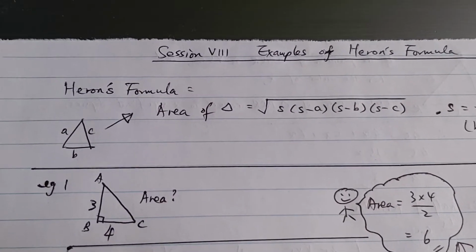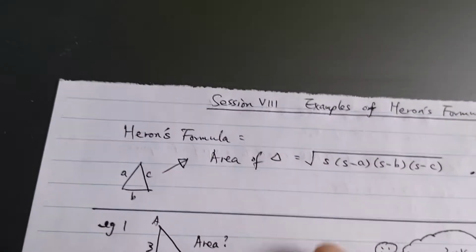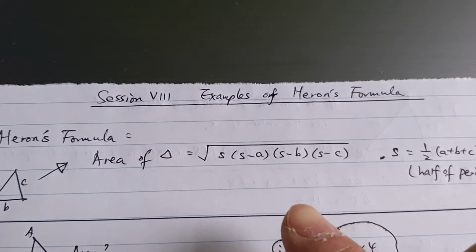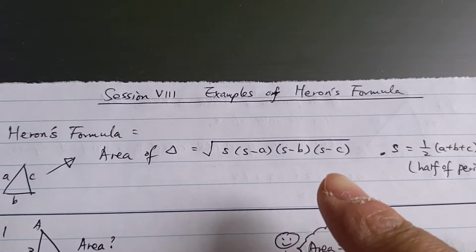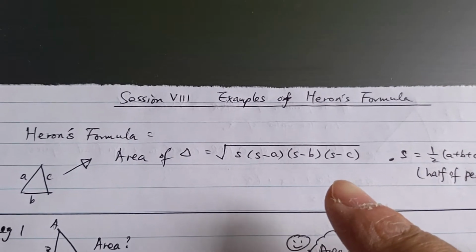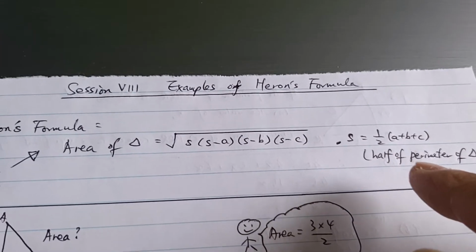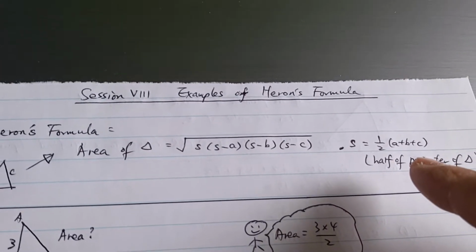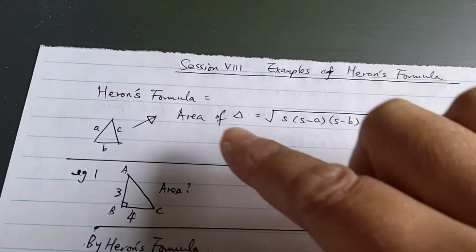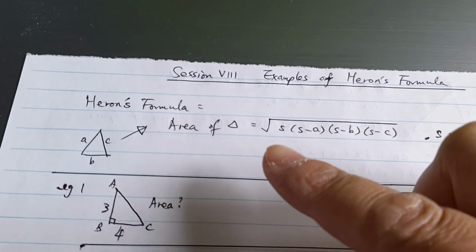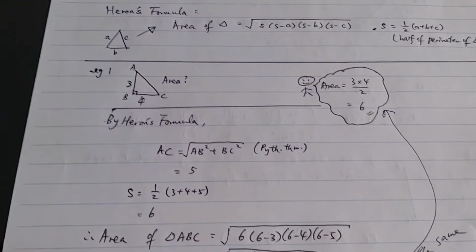video, I mentioned to you Heron's formula, which is that the area of a triangle is the square root of s times (s minus a) times (s minus b) times (s minus c), where a, b, c are the sides of the triangle and s is half of the perimeter of the triangle. That means 1/2 (a plus b plus c). So by using this formula, we only need s and all the sides, then we can find the area of the triangle. Here are some examples for you.